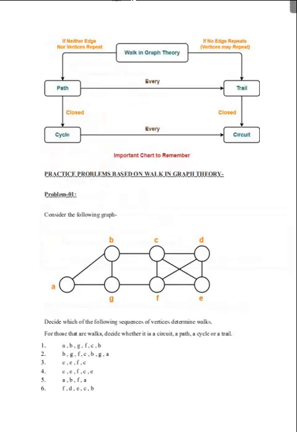Now there is a small chart I have given. You can look at the chart and try to figure it out. If it is a walk and no edges or vertices are repeated, it's a path. If no edges are repeated but vertices may be repeated, it is a trail, isn't it? If it is closed, it's a circuit. If a path is closed, then it is a cycle. And every path is a trail and every cycle is a circuit. Okay, you remember this part.